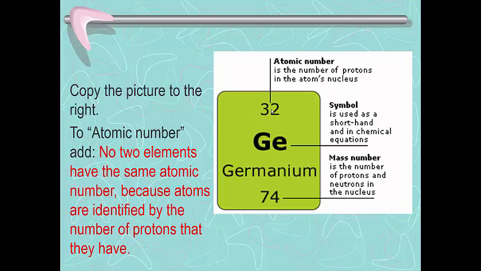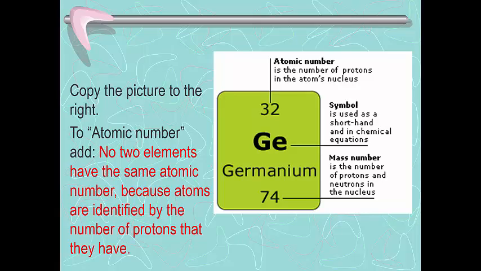Okay, and no two elements have the same atomic number. The reason for that is because atoms are defined by the number of protons that they have. So germanium will always have an atomic number of 32. It will always have 32 protons. Other elements will have different numbers of protons, but not the same as one another.